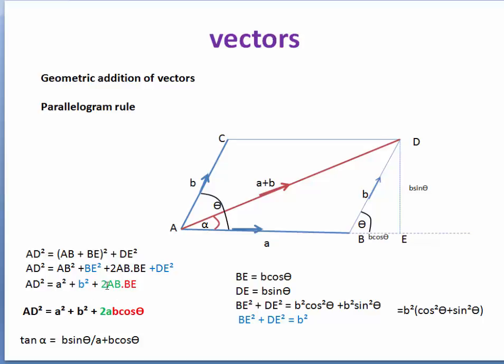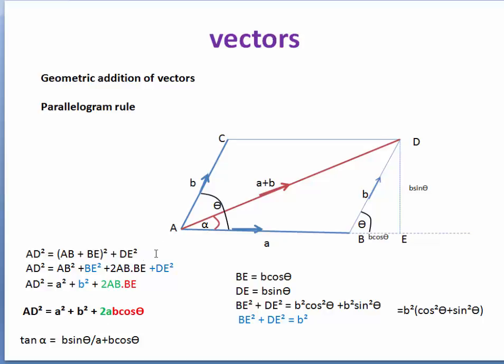So this 2AB multiplied by BE is merely 2AB, A to B is A, 2A, and this BE is B cos theta, so that's 2AB cos theta. So this is our rule, our parallelogram rule we can use when we know this angle between the two vectors, this angle theta. So AD squared, the resultant, is equal to A squared, this vector, plus B squared plus 2AB cos theta, theta being the angle between the two vectors.